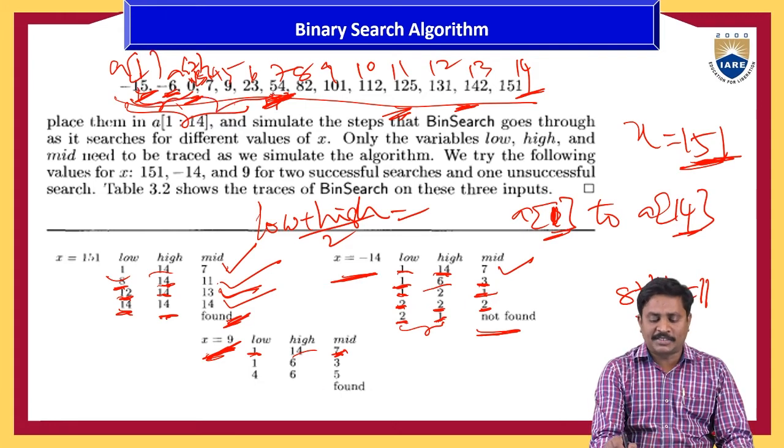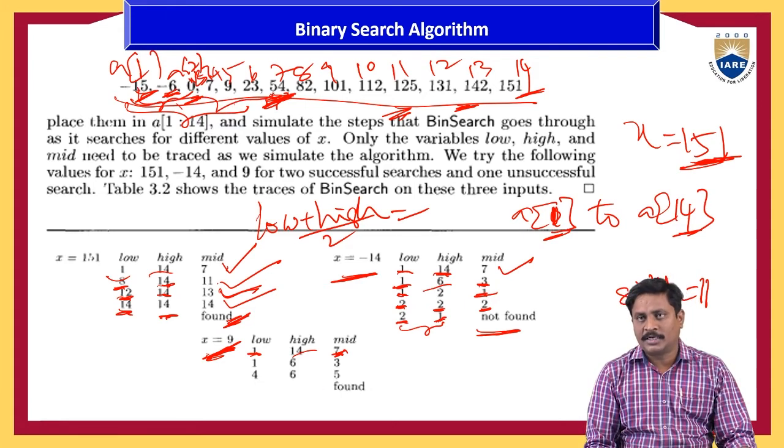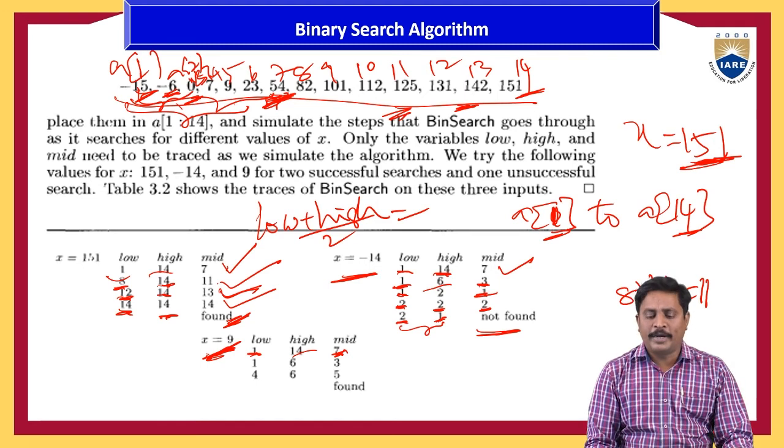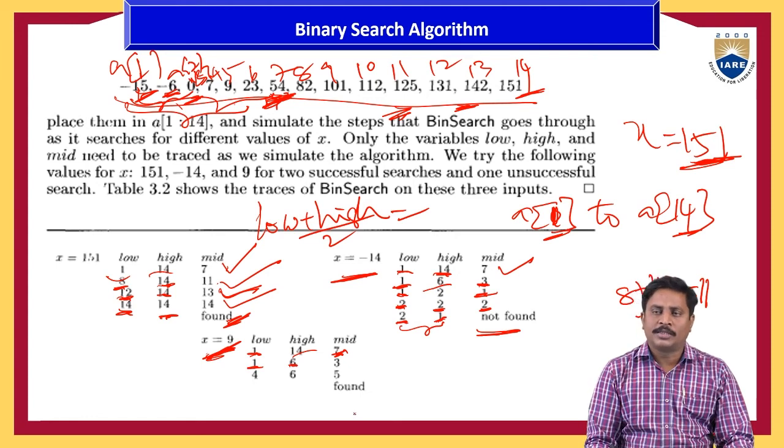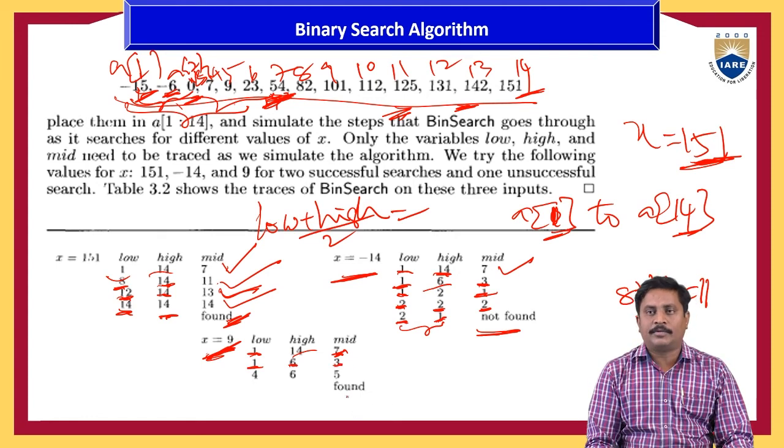That means we'll take the left subarray of this one. That starts from low to mid minus 1. Mid minus 1 means 7 minus 1 is 6. 1 to 6: 1 plus 6 by 2, 3 point something, means 3. 3 is the mid value.